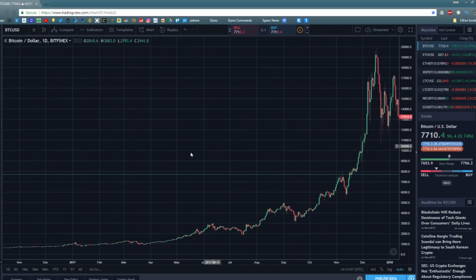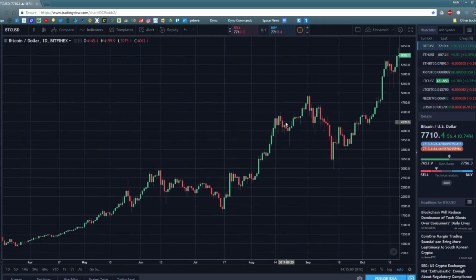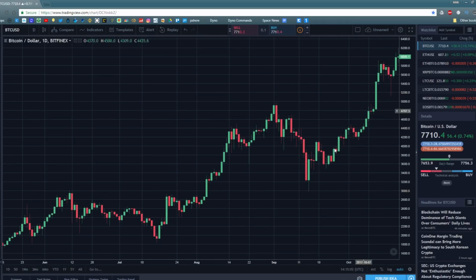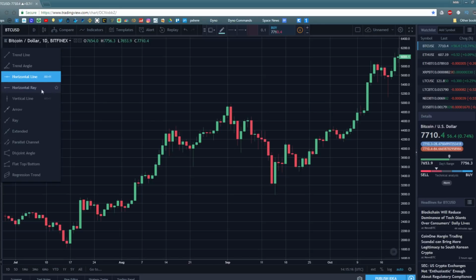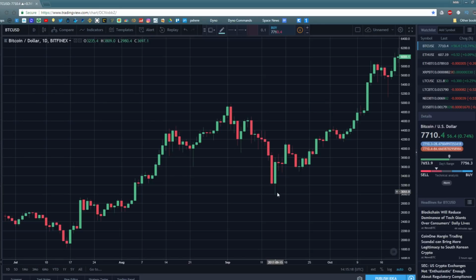Let's zoom back over here on the chart, and let's look at some history for Bitcoin. Before Bitcoin ran up to $20,000, $5,000 was all the rage, and after we ran up to $5,000, we fell back to $3,000. Since we fell back to $3,000, $3,000 became a support level. If we click this button right here and hold it and click horizontal line, we can draw a horizontal line right there at $3,000.